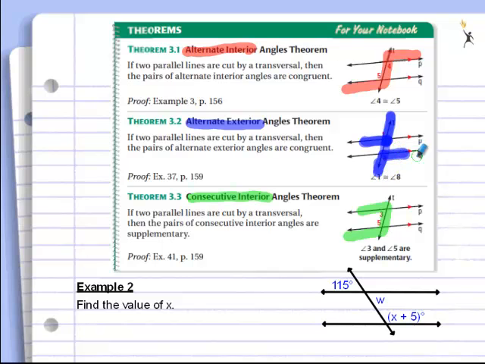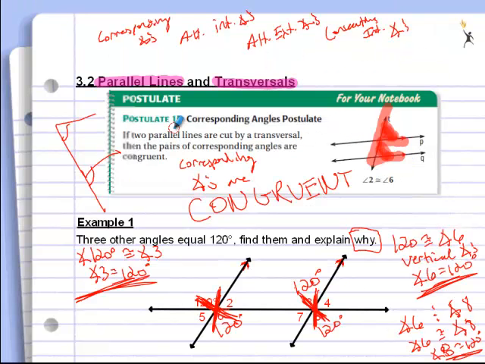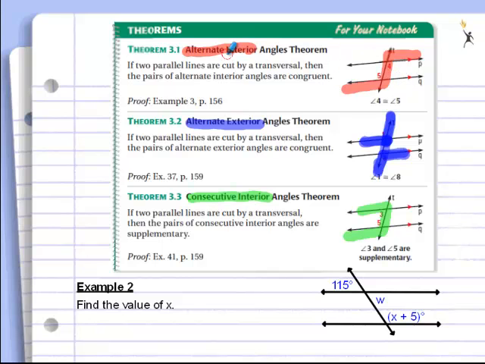You should be able to identify these now, because now we're learning new things about them. We're learning that if you have 2 parallel lines cut by a transversal, just like with corresponding angles, alternate interior angles are congruent. The same thing about alternate exterior: if you have 2 parallel lines cut by a transversal, alternate exterior angles are congruent.